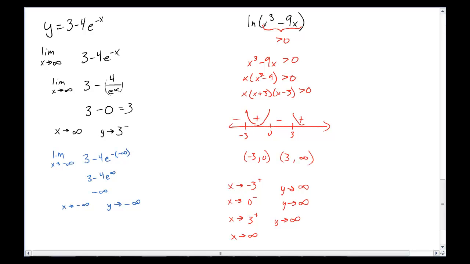Now here's the kicker. What happens as x approaches infinity? Well, if I put infinity in there, I'm going to have infinity cubed minus 9 infinity, which essentially means that I'm going to have infinity here because the cubed is so much bigger than 9 times infinity. So I'm going to have the natural log of infinity, which is essentially infinity. It just keeps on going up. As those numbers get bigger and bigger and bigger, so will the function itself. And so there you go. We've got the asymptotes and the end behaviors right there.